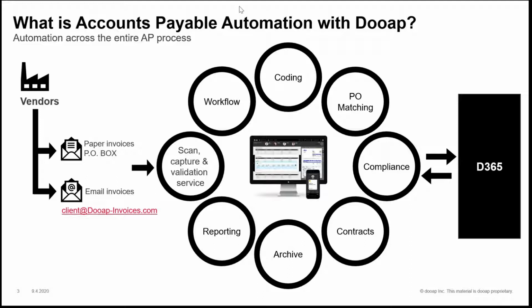For archiving, all the Dooap invoices are stored on a dedicated database in the Azure cloud. And of course, you can always have an offline copy of your data anytime you like. We also offer project coding and ledger coding for non-PO invoices. All of this works seamlessly with Dynamics. So when AP folks are coding or PO matching their invoices, it's communicating with Dynamics in real time.